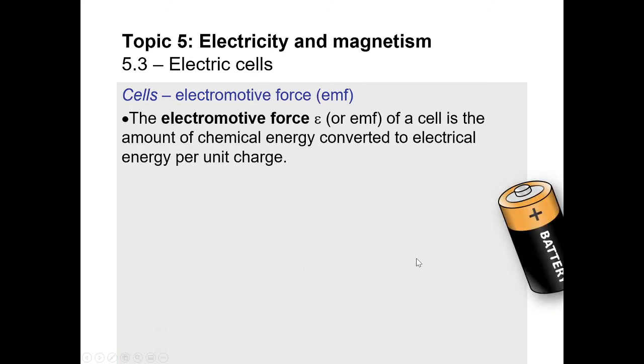All right, electromotive force. If you remember, we actually introduced this in section 5.2. I discussed how it was given the symbol epsilon. This is the Greek letter epsilon, but we call electromotive force a lot of times just the EMF. Okay, so that's what it stands for.